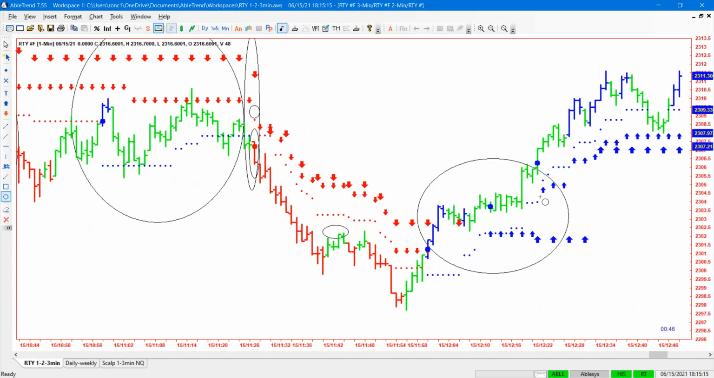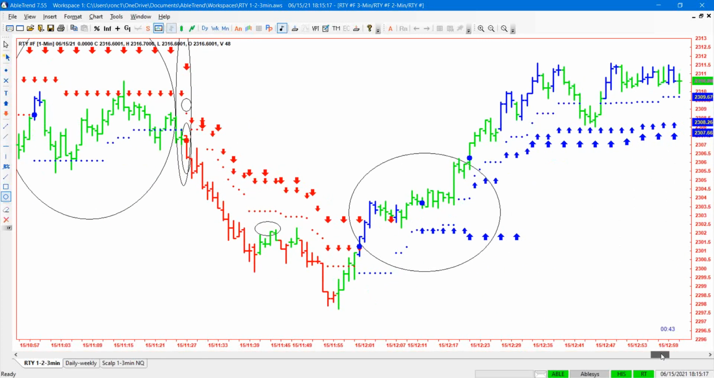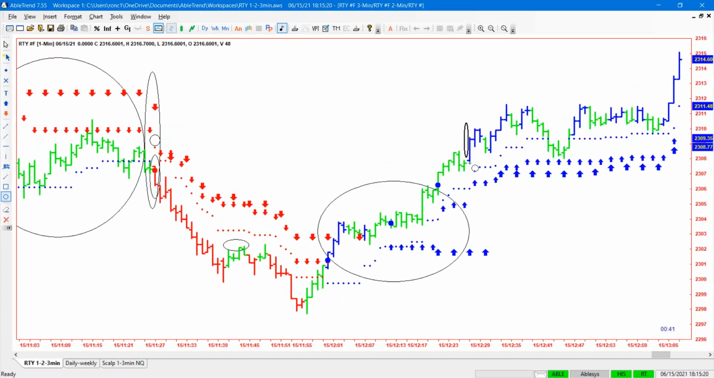No trade anywhere in here. The bars strangely were green, not red, not blue. That's okay. There's your triple confirmation blue. We gave back a point on this one because that was a losing trade, but only a point.